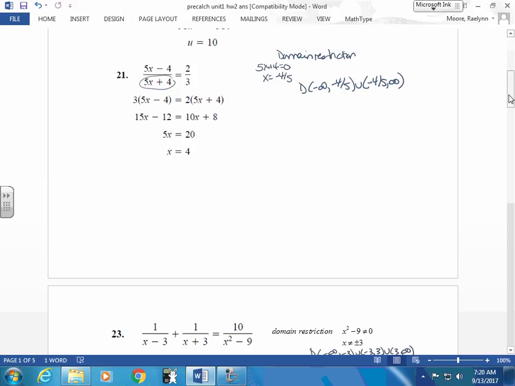Be careful when you cross multiply. Just make sure that you put these guys in parentheses. Oh. In parentheses.